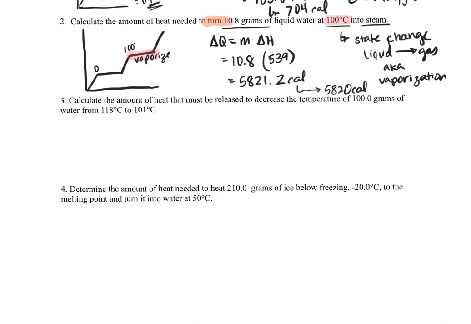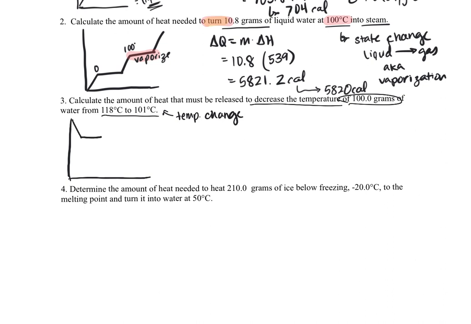If we look at the next one, calculate the amount of heat that must be released in order to decrease the temperature of 100 grams of water from 118 to 101. So I can see here that gives me a hint that it's a temperature change. But what I want to do is still draw my cooling curve. I want to draw it to make sure that I'm not going to be undergoing any state changes. So I'm not going to be turning that 100 grams of steam into liquid or solid water.